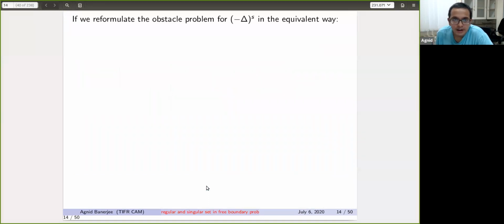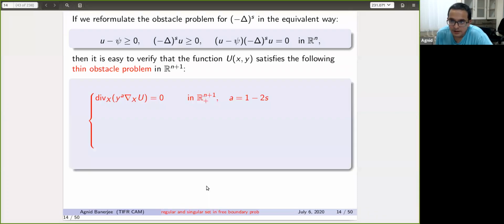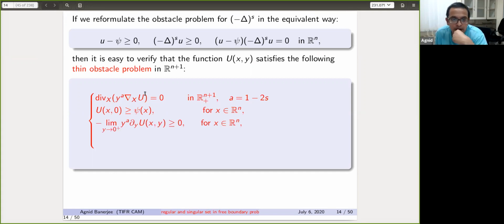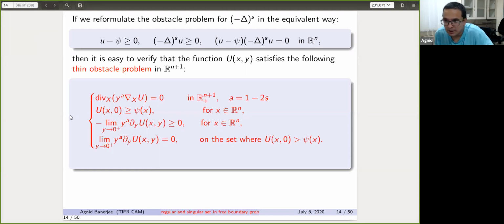Therefore, in terms of the extension problem, the obstacle problem can be reformulated in the following way. In the set where y is bigger than 0, it has to solve this PDE. On the set where y equals 0, capital U equals little u, so it has to stay above the obstacle. Then you have this sign condition for the weighted Neumann derivative, which is to say that in terms of little u, the solution has to be s-superharmonic. And on the set where it doesn't touch the obstacle, you should have the solution be s-harmonic. So in terms of the weighted Neumann derivative, in terms of capital U, it should be 0.